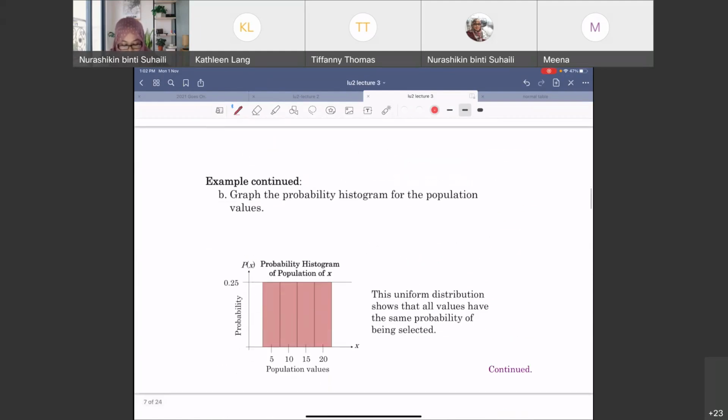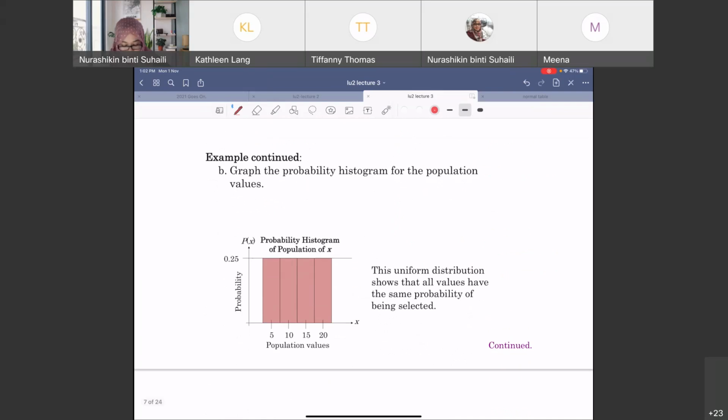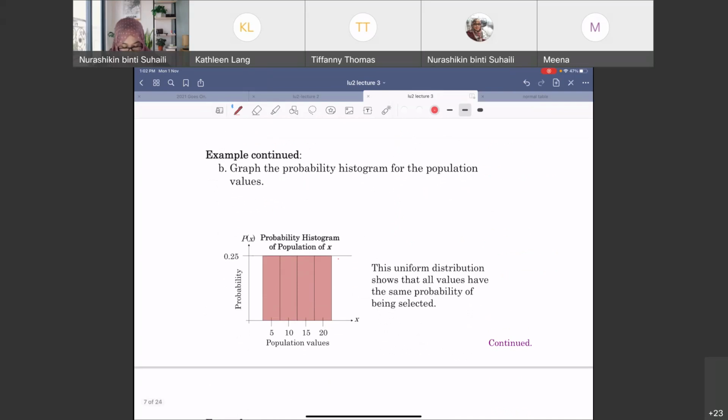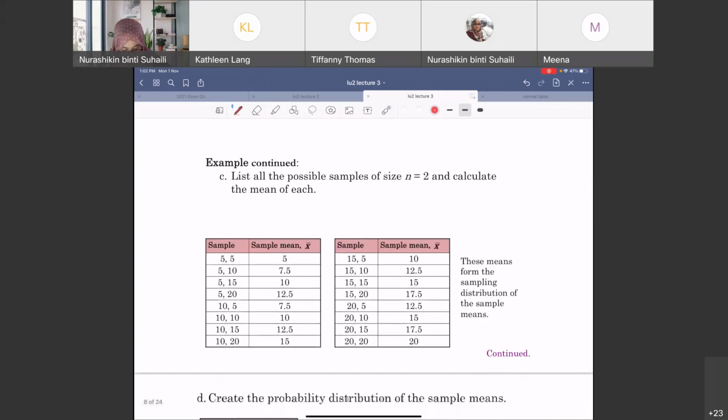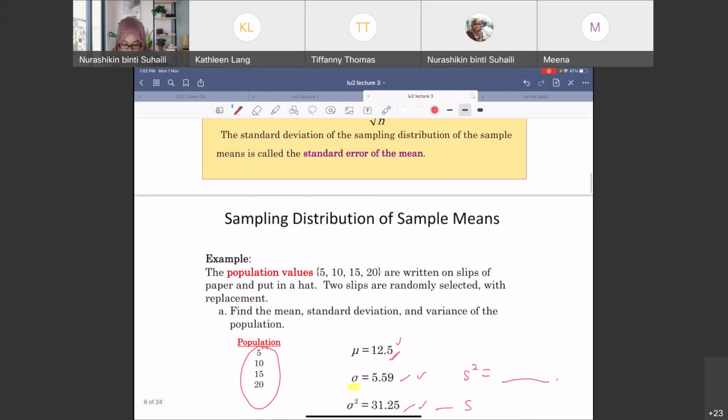Okay, now the second part. This is just the probability histogram, just to see how those things are presented. I think the main part is here. It says here in the question, 2 slips are randomly selected with replacement. It means that represents the sampling distribution. We know that the population has all of these values. Let's say we imagine that we want to have samples taken consisting of 2 values. So the samples can be various combinations of all these numbers.